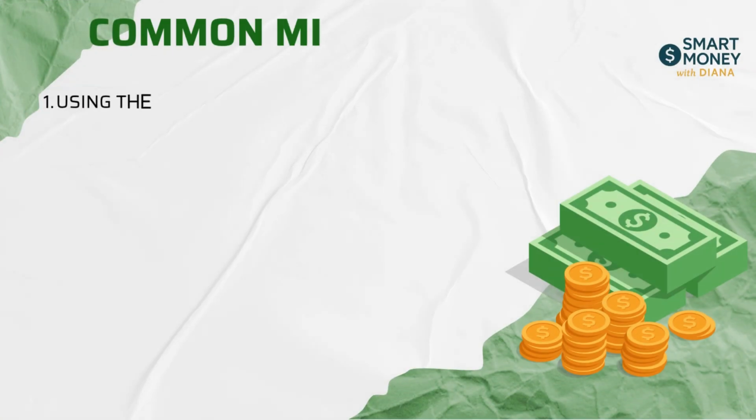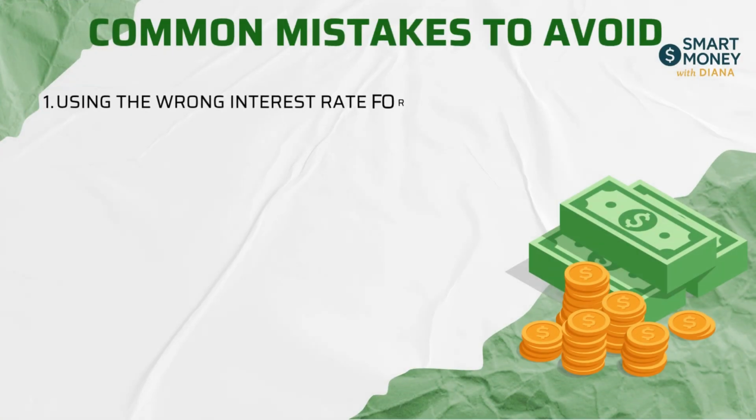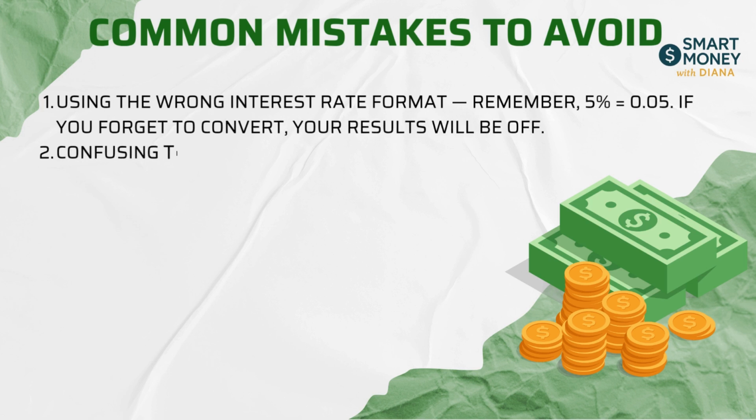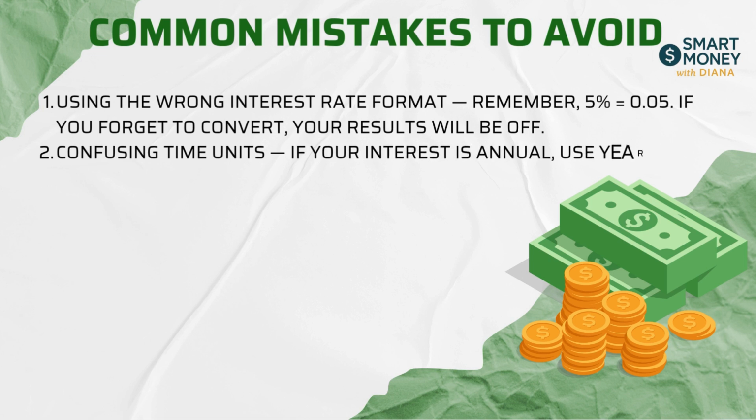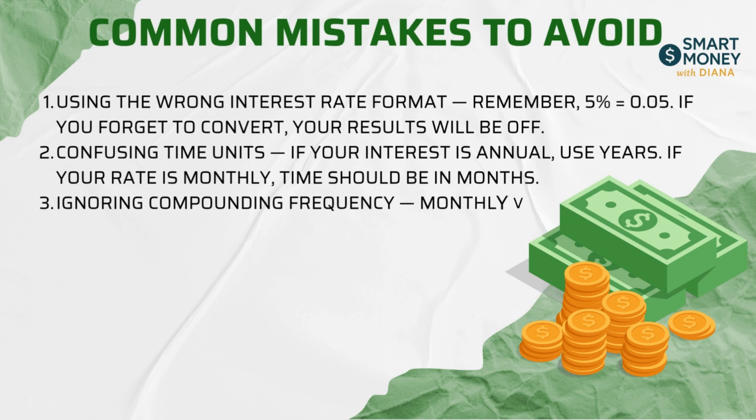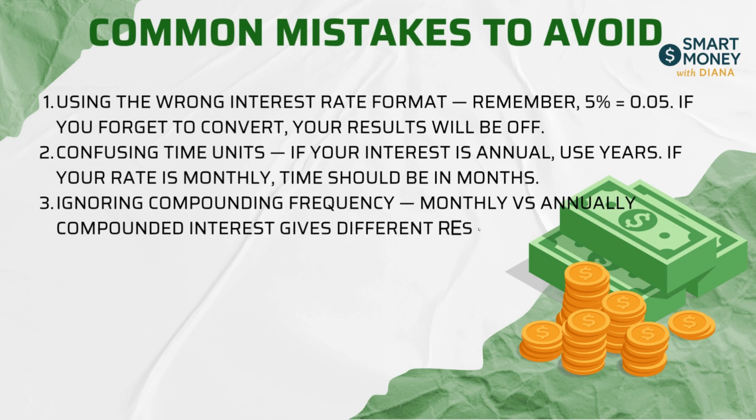Common mistakes to avoid. 1. Using the wrong interest rate format. Remember, 5% equals 0.05. If you forget to convert, your results will be off. 2. Confusing time units. If your interest is annual, use years. If your rate is monthly, time should be in months. 3. Ignoring compounding frequency. Monthly versus annually compounded interest gives different results. 4. Not adjusting for inflation. Future dollars aren't worth the same as today's.